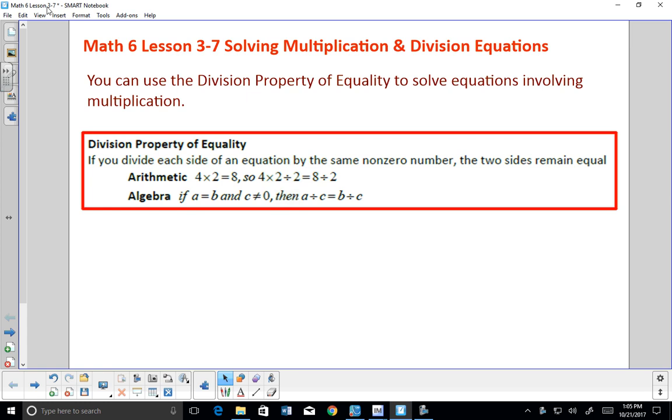In other words, if I had 4 times 2 equals 8, then 4 times 2 divided by 2 is the same as saying 8 divided by 2. Or if A equals B and C does not equal 0, A divided by C is the same as B divided by C. As long as we divide both sides of the equation by the same non-zero number, the equations will remain balanced.